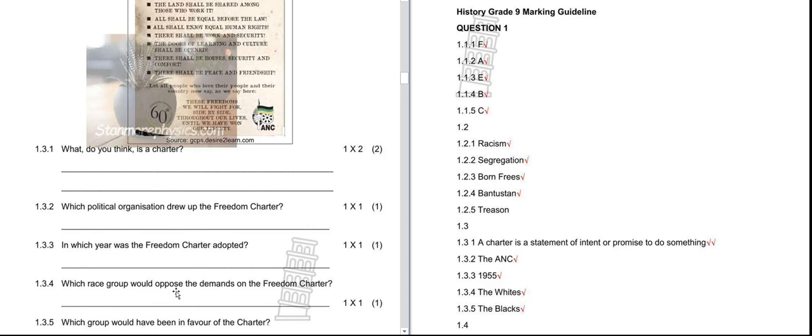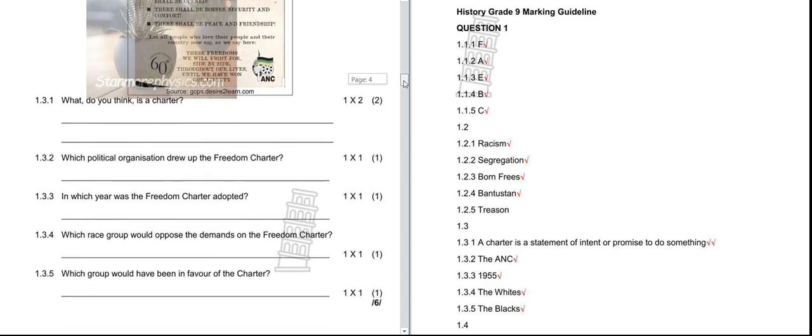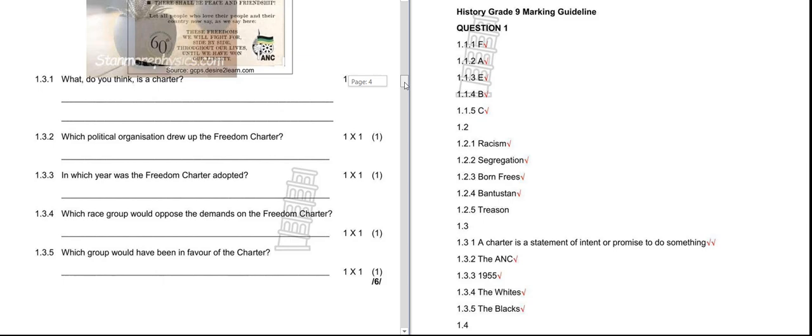Which race group would oppose the demands of the Freedom Charter? The whites. And then we go to 1.3.5. Which group would have been in favor of the charter? The blacks, as indicated. So enough on this section.